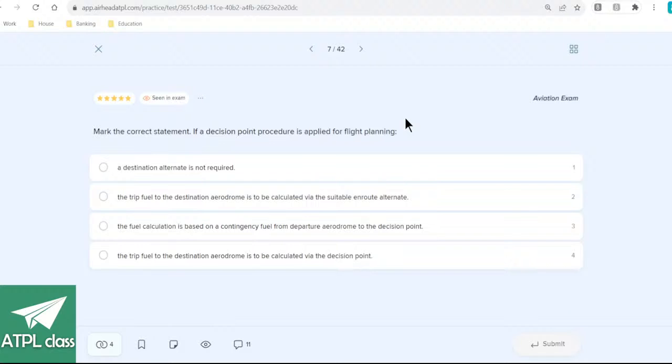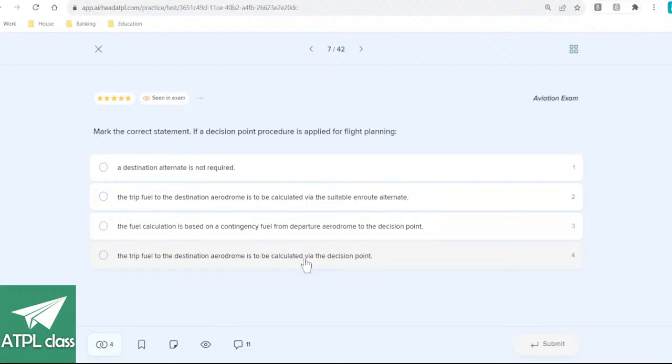Mark the correct statement. If a decision point procedure is applied for flight planning, so the reduced contingency fuel procedure, a destination alternate is not required. The trip fuel to destination aerodrome is to be calculated via a suitable en route alternate. The fuel calculation is based on a contingency fuel from departure aerodrome to the decision point. And the trip fuel to the destination aerodrome is to be calculated via the decision point.